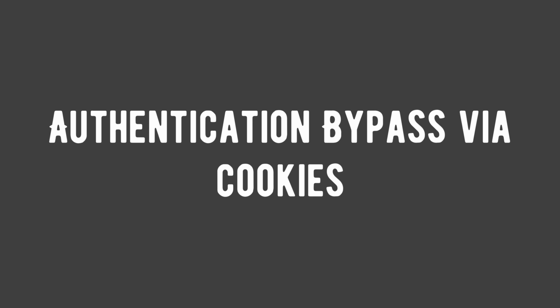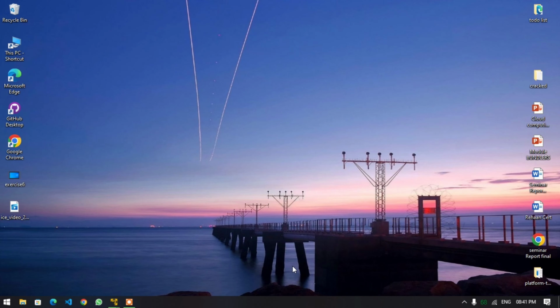The second method is authentication bypass via cookies. So cookies can be thought of as small storages that can be used to store small chunks of data such as usernames, passwords, etc. So many a time you have visited some website, and if you accept their cookies, you don't need to log in again the second time when you visit their website. So that is what we'll be going to do today.